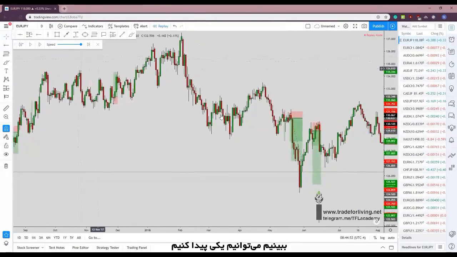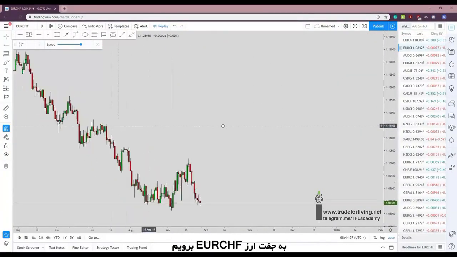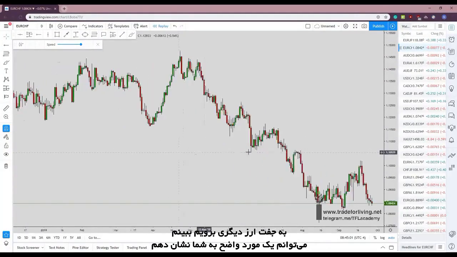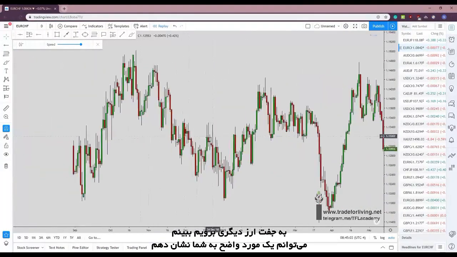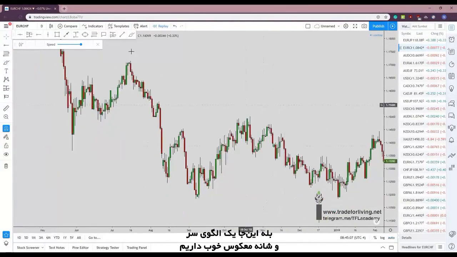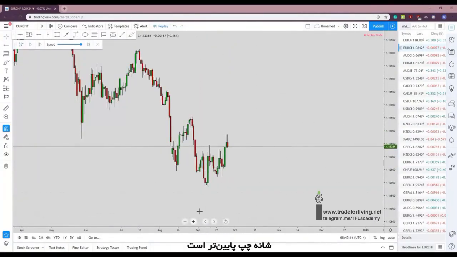Not really on this pair. We're not really getting it on this pair. Let's go on Euro CHF, just changing pair to see if I can find a clean one to show to you. Here it is. We have a nice inverted head and shoulders, but in this case the right shoulder was lower than the left shoulder.